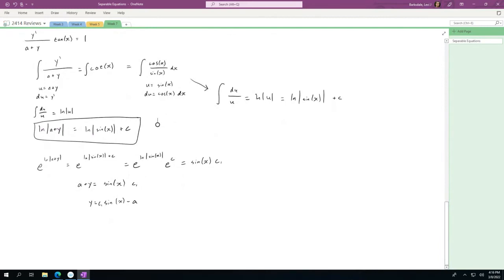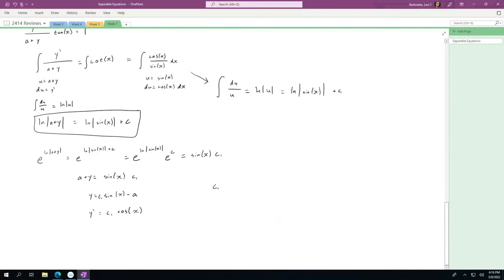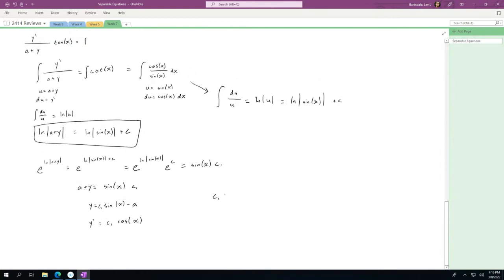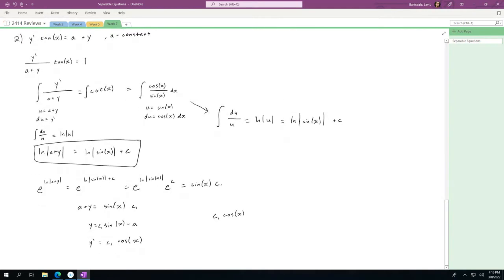Now, if you wanted to double check that this is a correct solution, we would want to take the derivative. So this would become c1 times the cosine of x. A is a constant, so it would disappear. And then we would have y prime, so c1 cosine of x times tangent of x should equal a plus our y. And in this case, our y is c1 sine of x minus a.